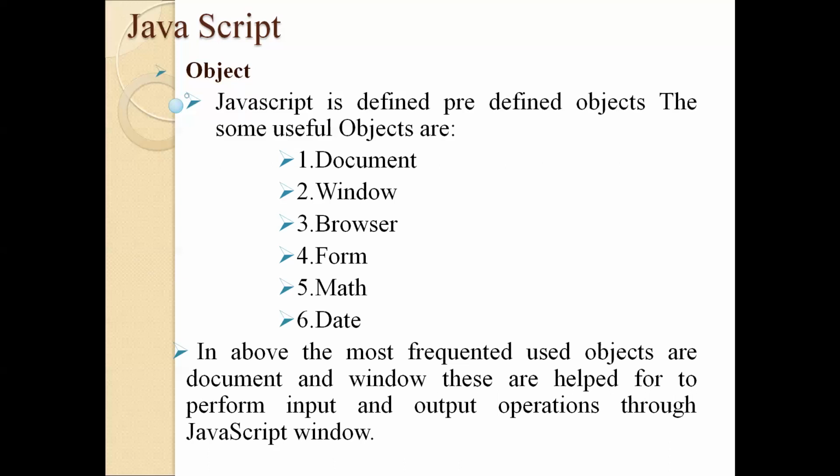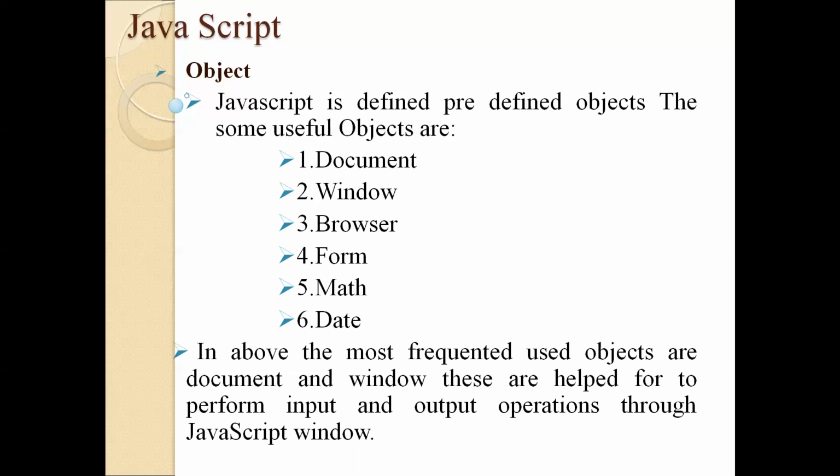First one is document, second one is window, third one is browser, fourth one is form, fifth one is math, and sixth one is date. So in the above, the most frequently used objects are document and window. Without knowing that document is an object, we have already used it in almost all 7 to 8 programs. So among all the 6 default objects mentioned above, document and window are used most frequently.